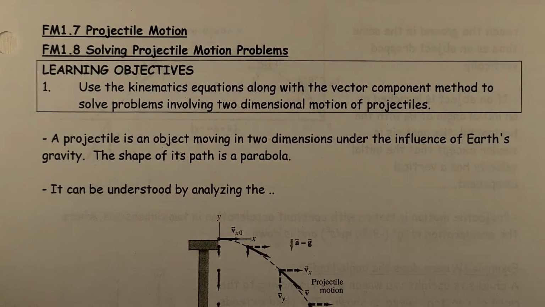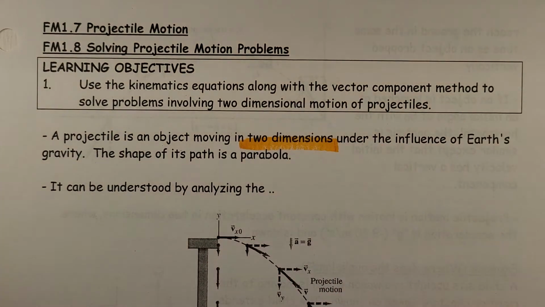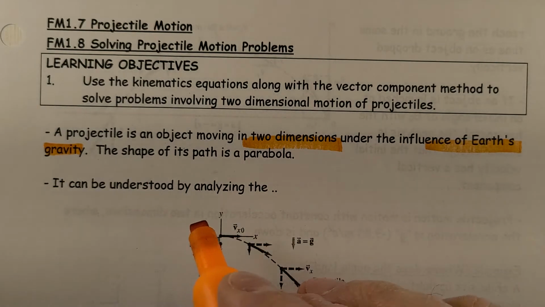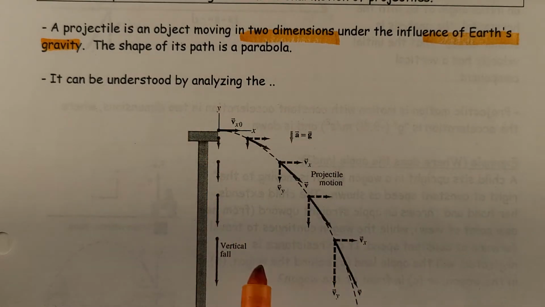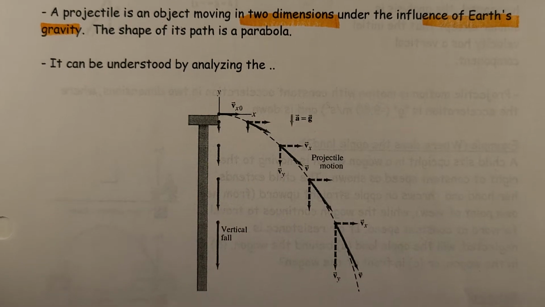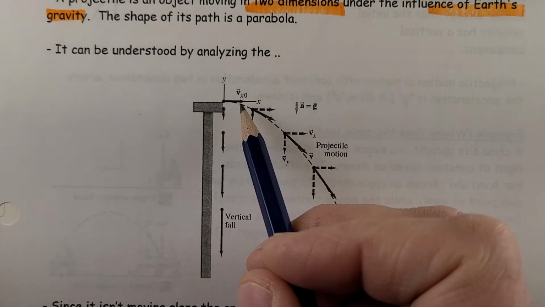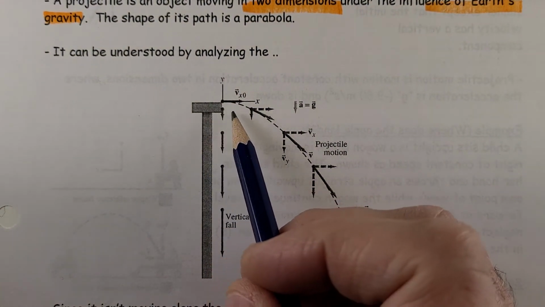So a projectile is an object moving in two dimensions under the influence of Earth's gravity, and of course you can see here the shape is that of a parabola, an upside down parabola, and it could be understood by analyzing this motion. Now a couple of things to note here. So this is just a ball or a marble being flicked off of a table.